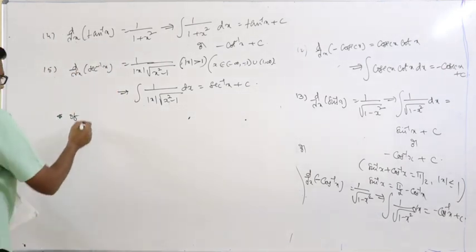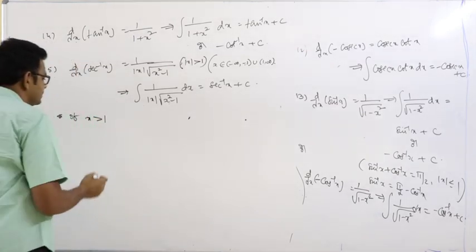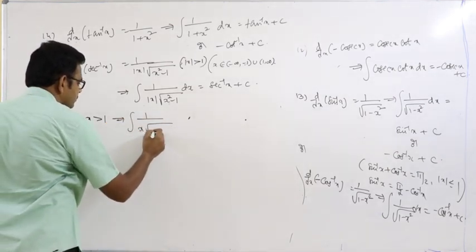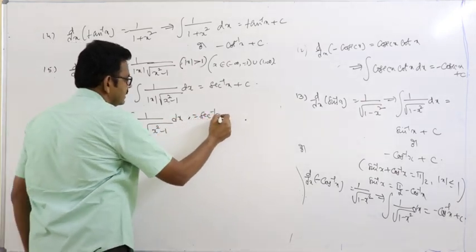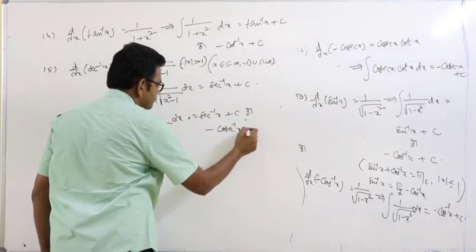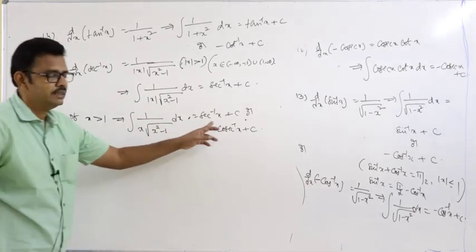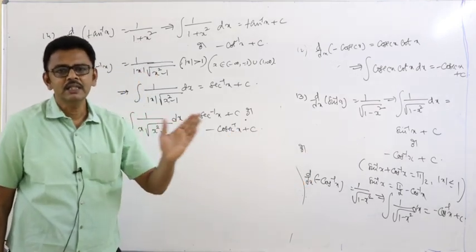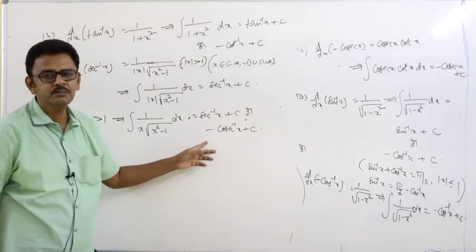Suppose x is greater than 1, then mod x is plus x, which implies integral 1 by x into root of x square minus 1 dx is equal to secant inverse x plus c, or minus cosecant inverse x plus c. Secant inverse x plus cosecant inverse x equals pi by 2, where mod x is greater than 1. These are all from the inverse trigonometric functions properties.